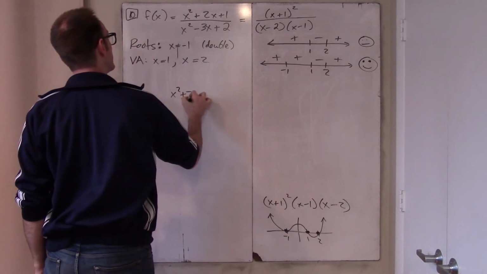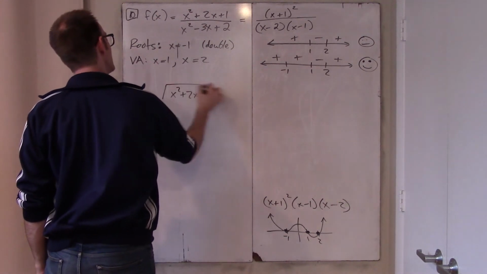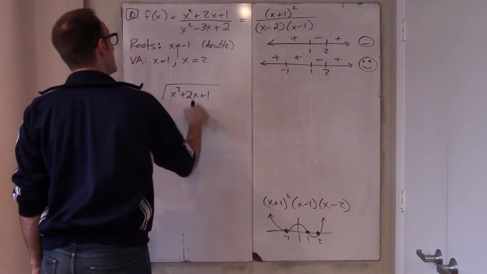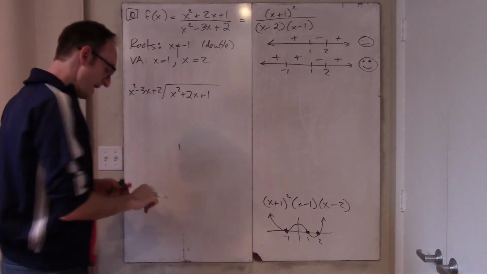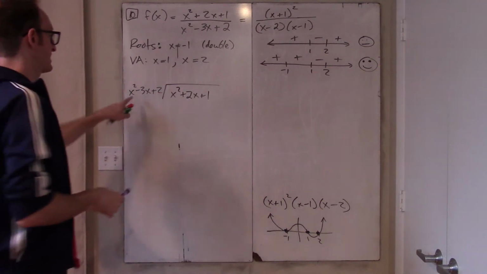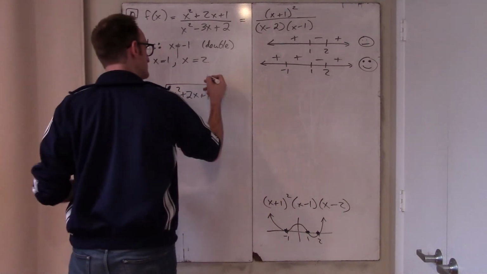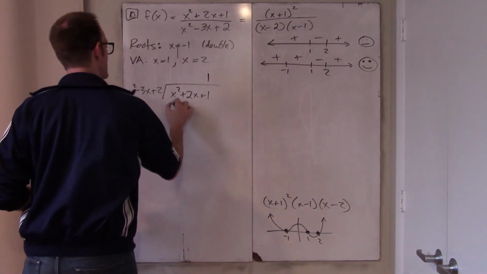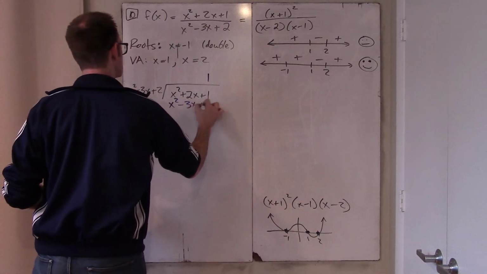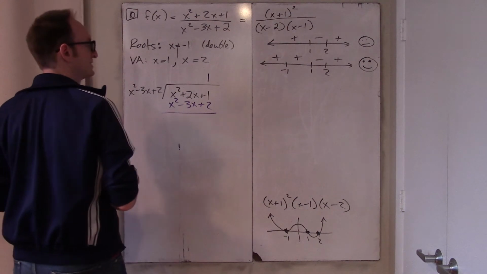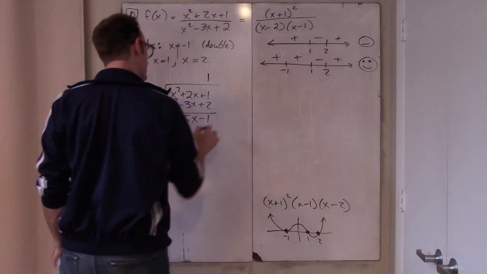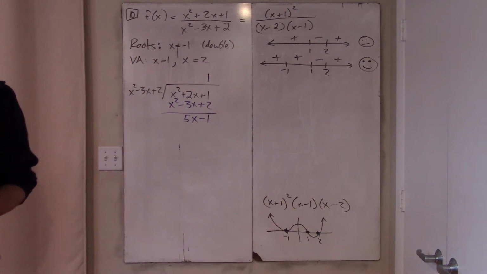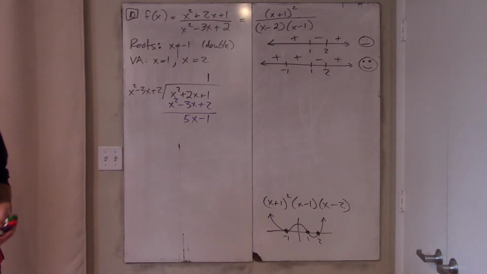This is x squared plus 2x plus 1 divided by x squared minus 3x plus 2. Okay, let's do it. How many times does this go in here? Yeah, it just goes in once. So then I get x squared minus 3x plus 2. I subtract: 2 minus negative 3 is 5x minus 1. Okay, so doing the polynomial division is not hard.